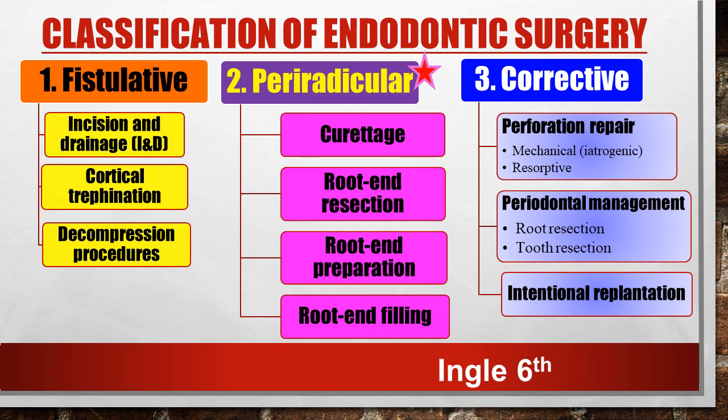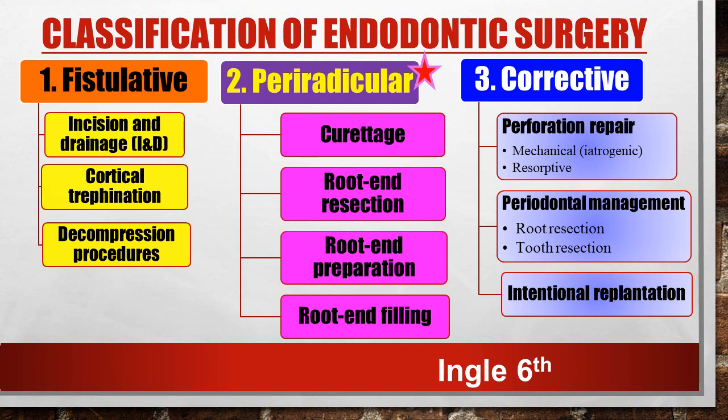Decompression, again, is to reduce the size of lesions. So you can do decompression. Curettage. Now coming to your periradicular surgeries, curettage is something like cleaning up the area around the root and removing all the granulation tissue. You are degranulating the area. Root end resection is carried out. You will be taught about it in the later slides.